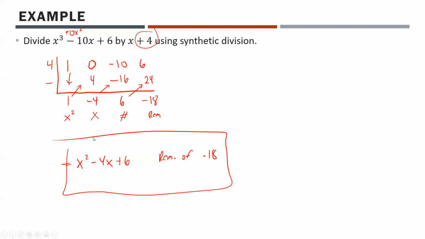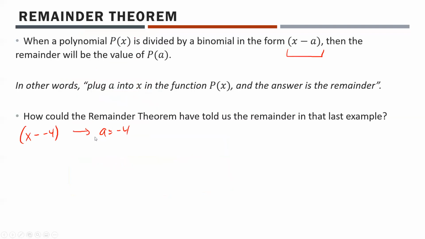So if a was negative 4 here, we could have just plugged negative 4 into the polynomial. The polynomial we had before was x cubed minus 10x, plus 6. Yep, plus 6. If we plug negative 4 into this, let's see if it gives us the same number we got as a remainder. So we have negative 4 cubed, important to have that in brackets because it's negative 4 times itself 3 times, minus 10 times negative 4, plus 6.